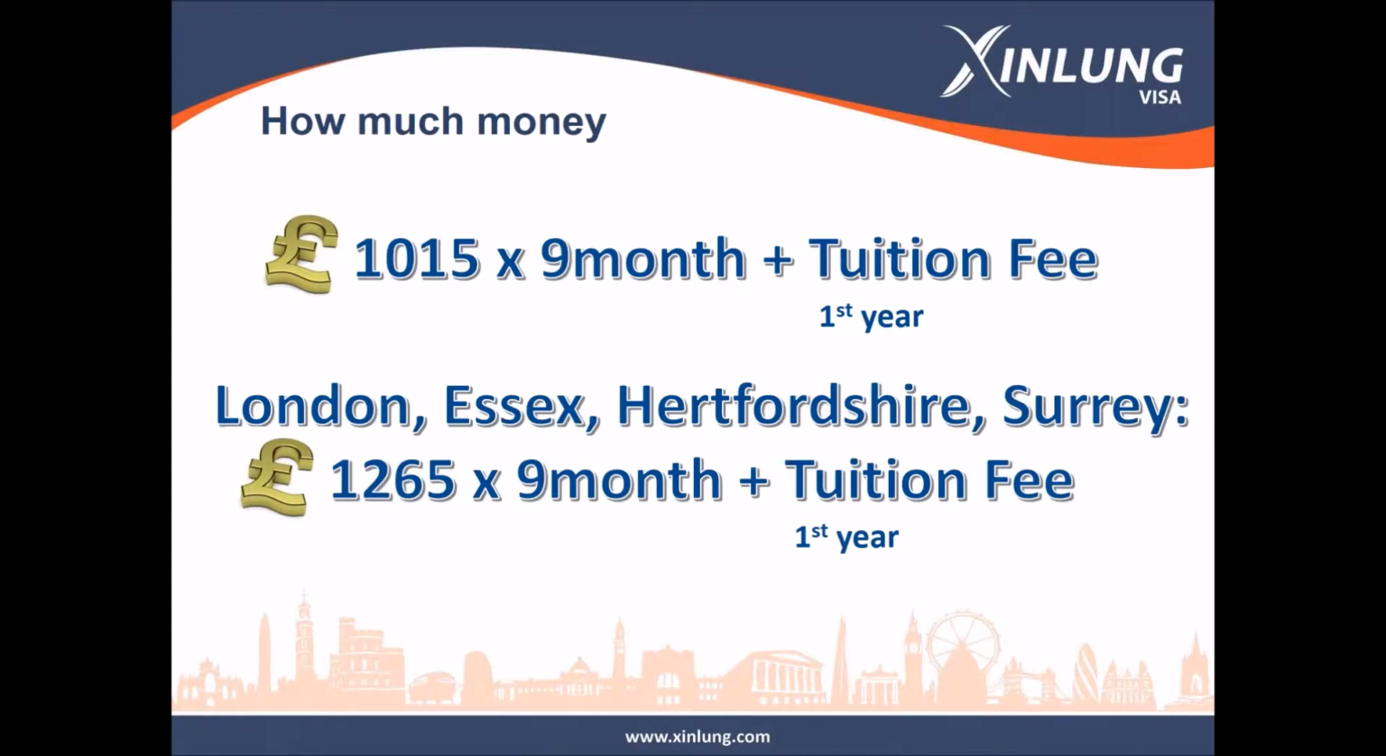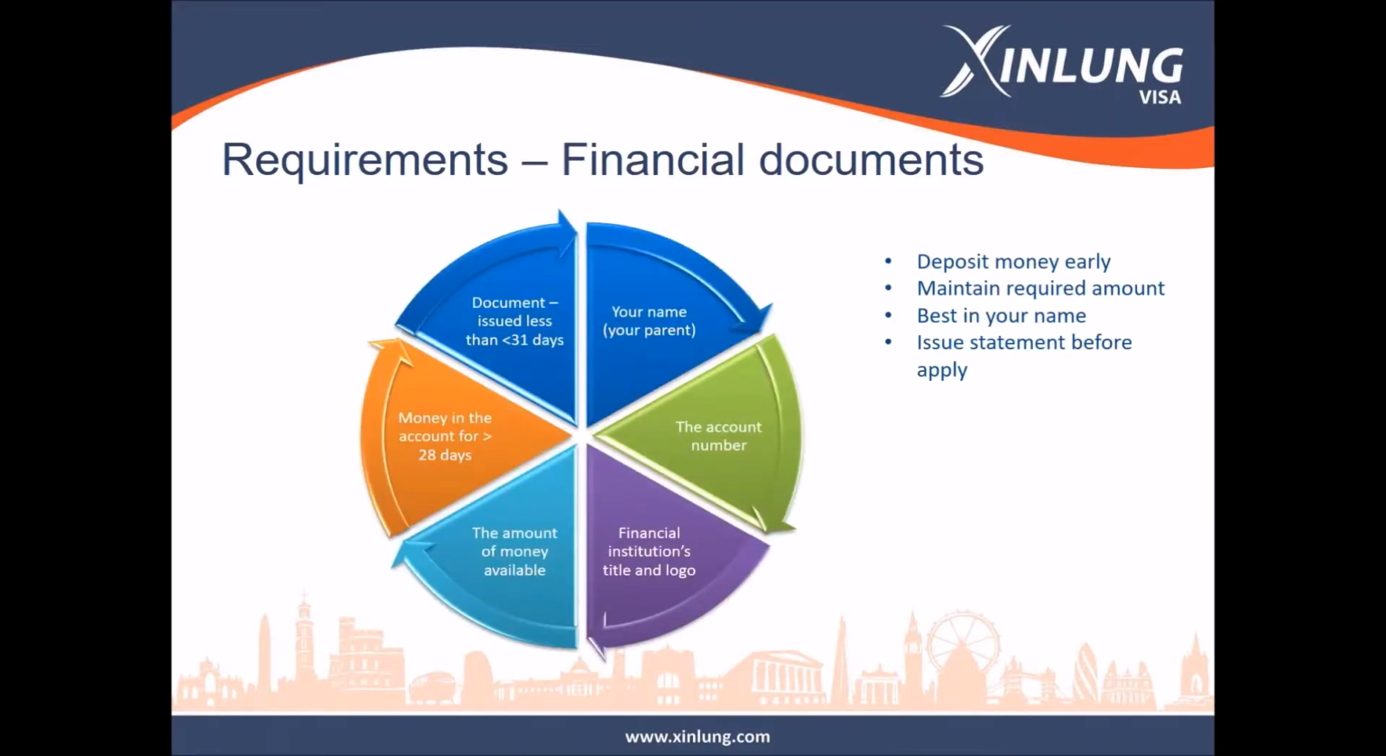Okay, now we understand how much money we need to have. Let's see what the other requirements are for the documents to prove our money. The Home Office has very rigid, strict rules about the documents we submit to prove that we have the right amount of money. First of all, we need to have our full names on the document, or bank letter or bank statement.